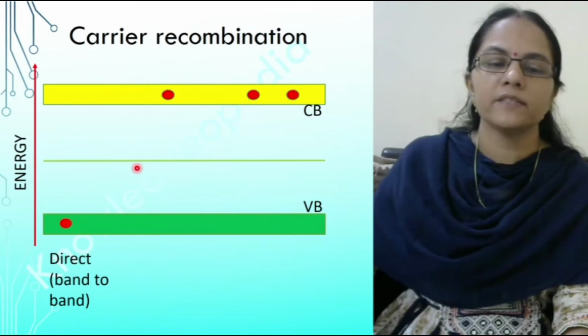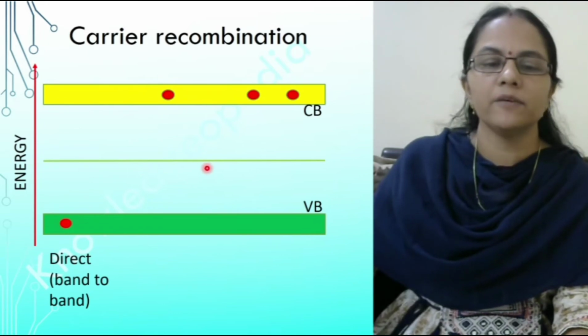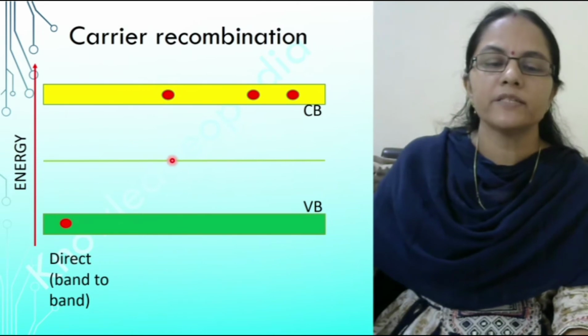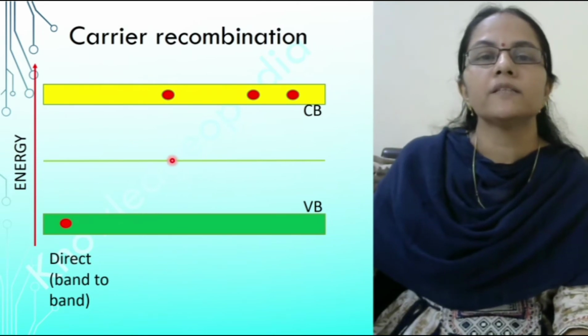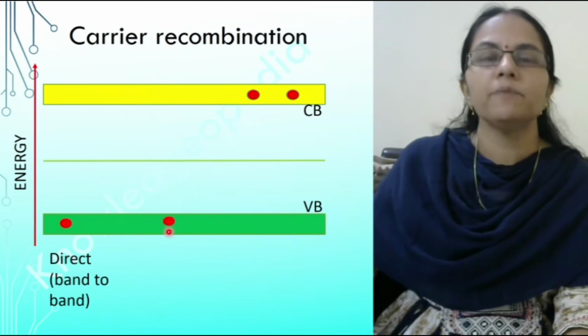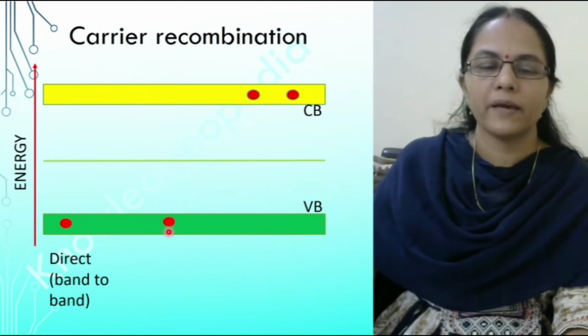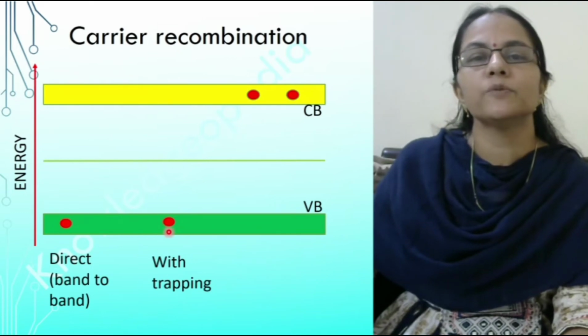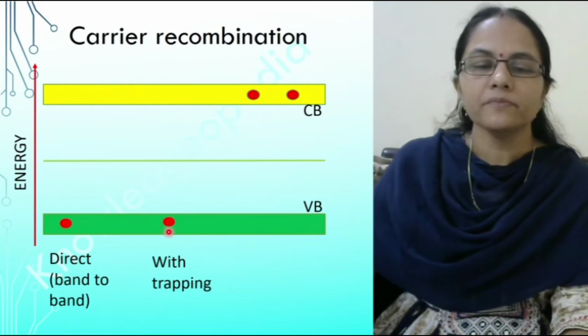Here, if this is the extra energy level, while this electron is coming to the valence band, it will stay for some time in this energy level. So this will stay for some time and then it will come back to the valence band. This is known as recombination with trapping.